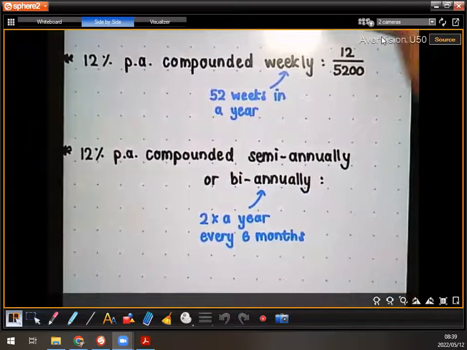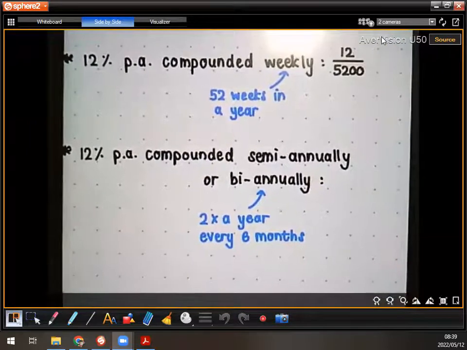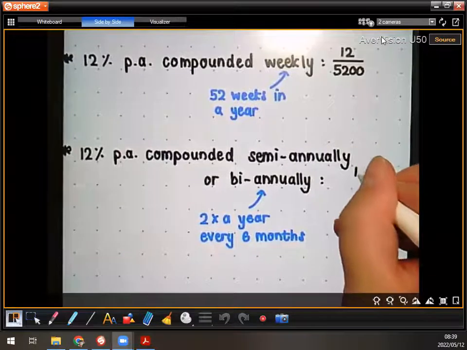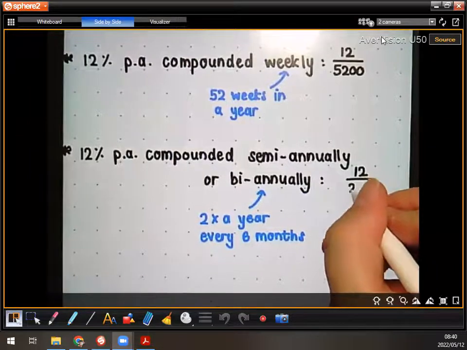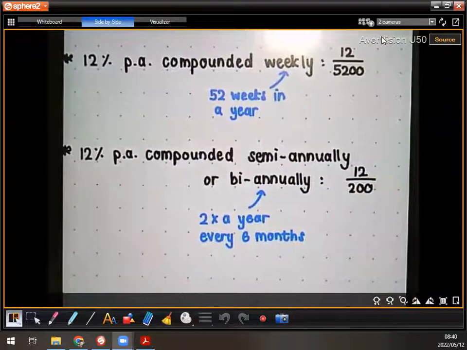Every 6 months. So again, we're going to write that as 12 over, now because it's 2 times a year, twice a year, it's going to be over 200.